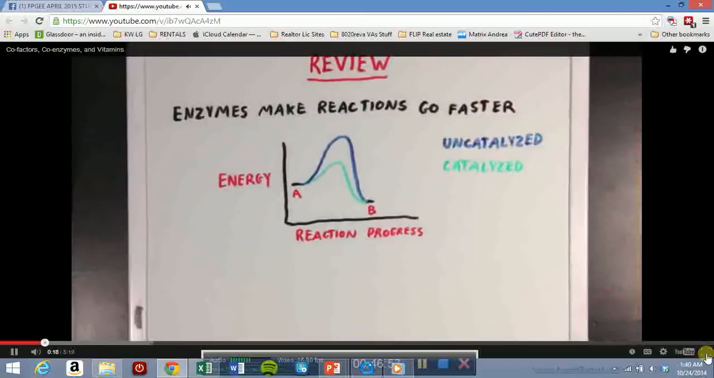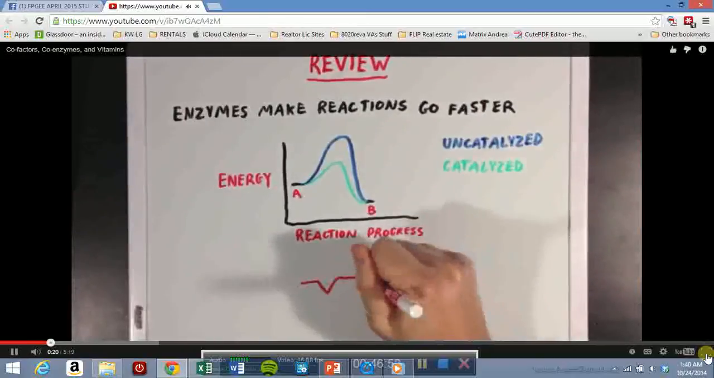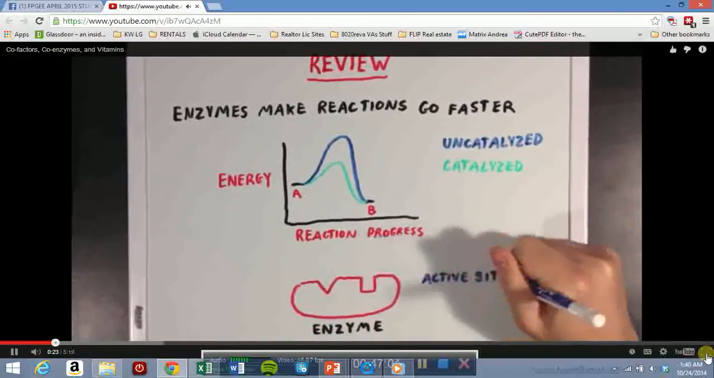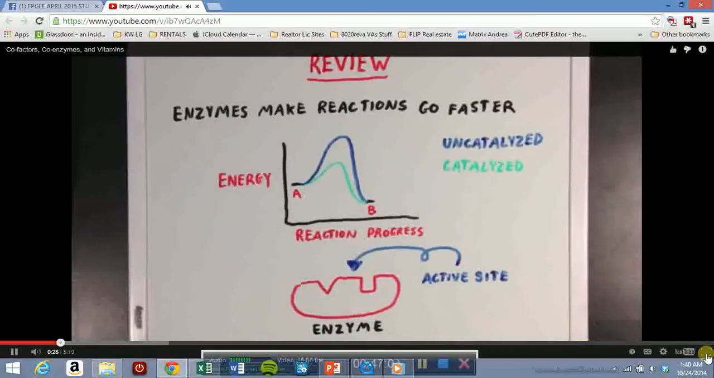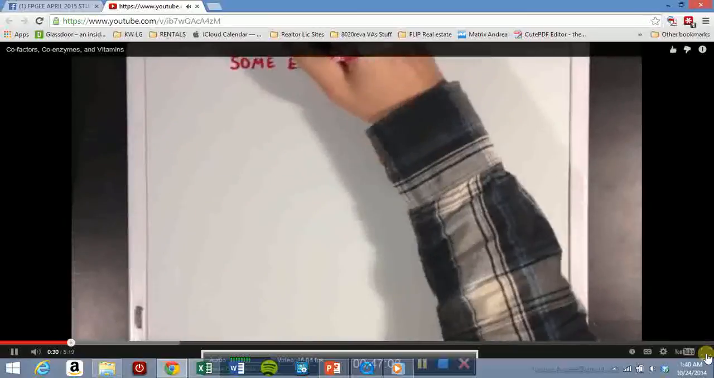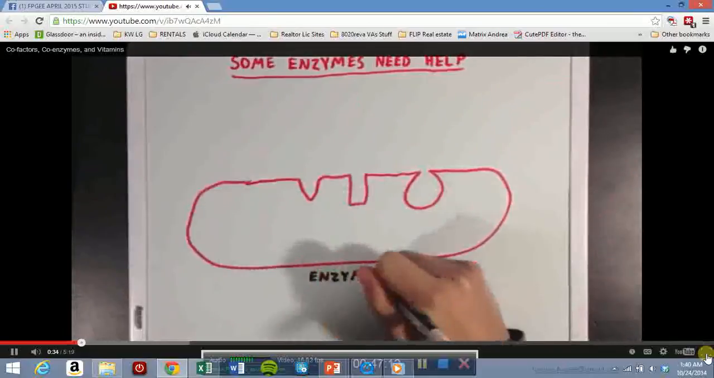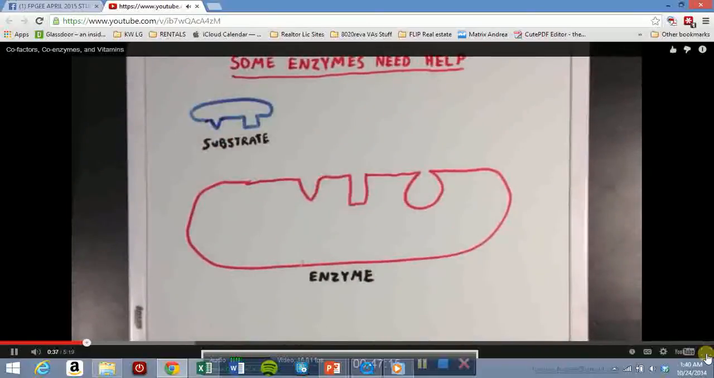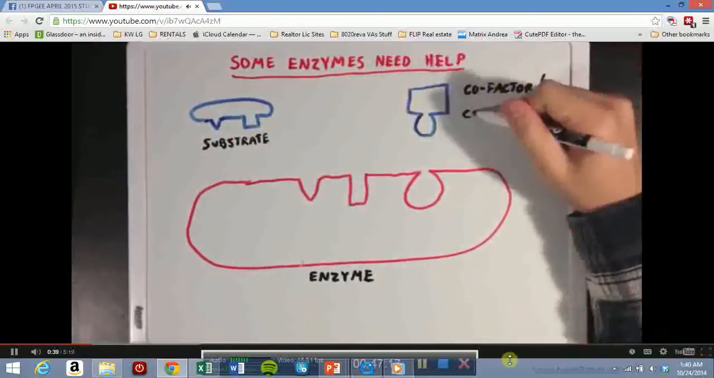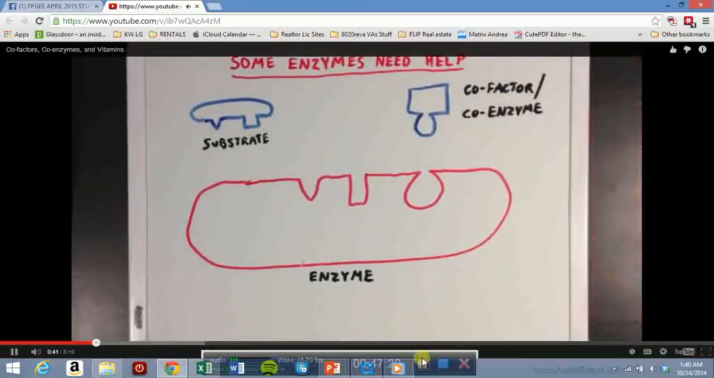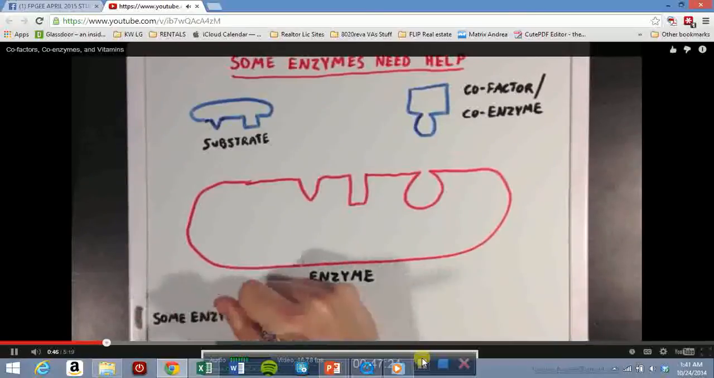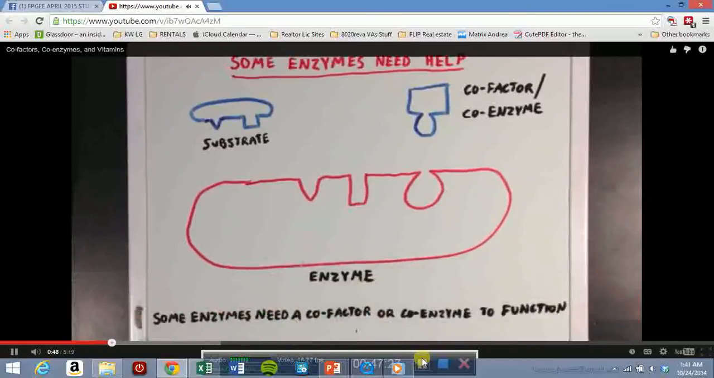Let's also review the idea that enzymes bind their substrates at a location on the enzyme called the active site, which is where most of the reaction takes place. Now, not all enzymes are able to catalyze reactions on their own, and some need a little help. So if we have our enzyme here trying to react with our substrate over here, sometimes something called a cofactor or a coenzyme will be needed, which will also need to bind to the enzyme in order for it to function properly. And we're going to go over what coenzymes and cofactors are and exactly how they work.